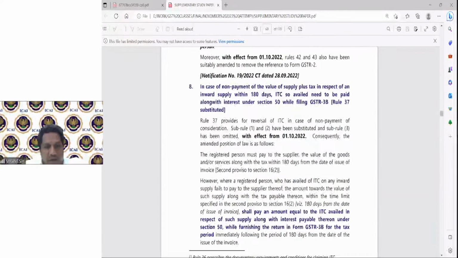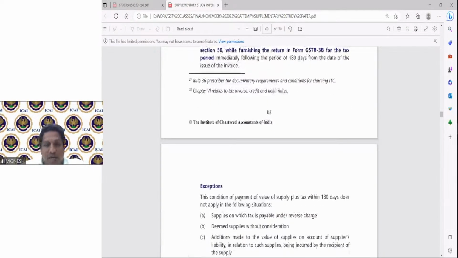If he has availed the input tax credit and does not pay the respective taxes within 180 days, and also he has not paid the supplier, he will pay an amount equal to the ITC availed along with the interest payable thereon while furnishing GSTR 3B for the tax period immediately following the period of 180 days from the date of issue of the invoice.